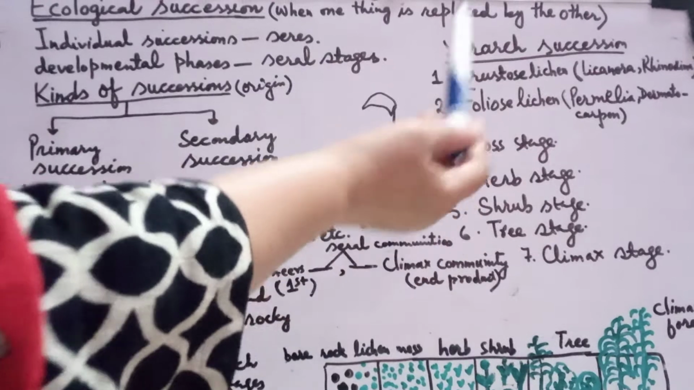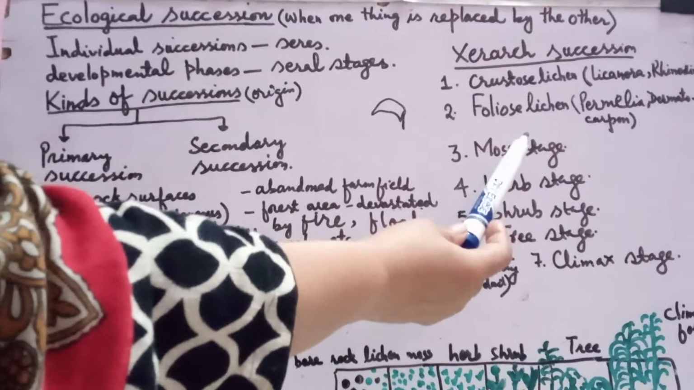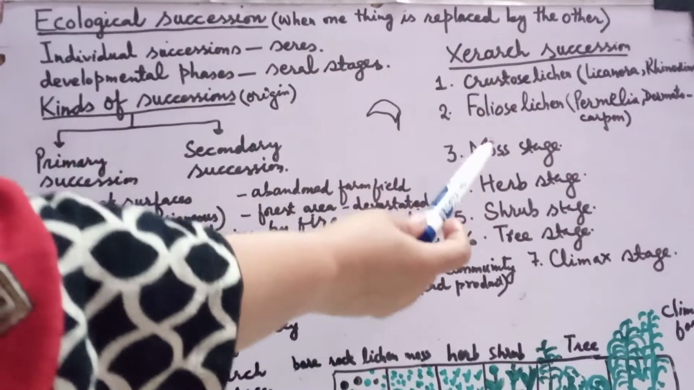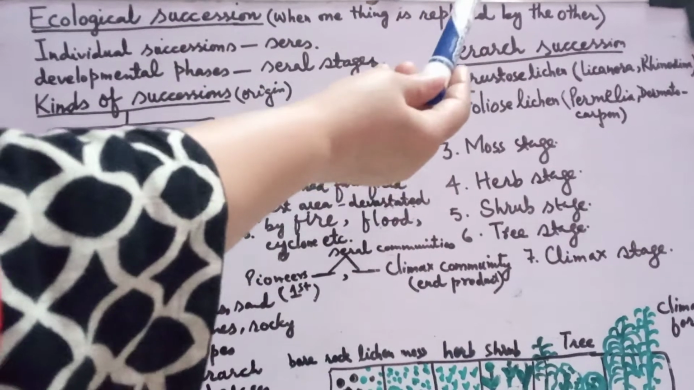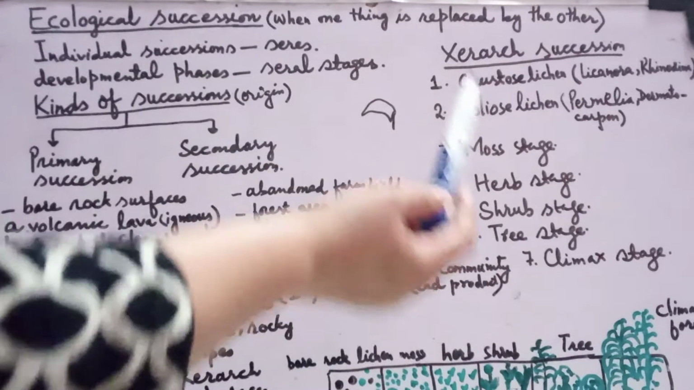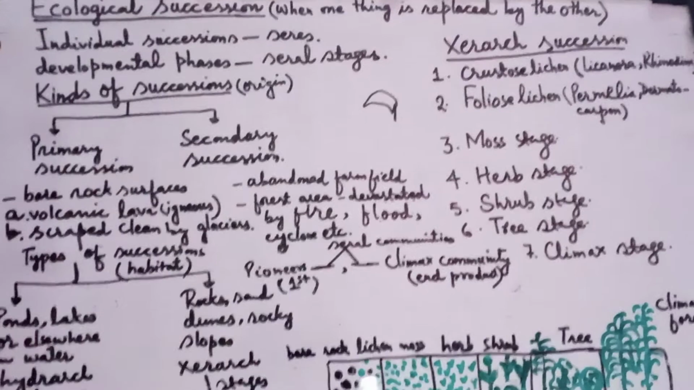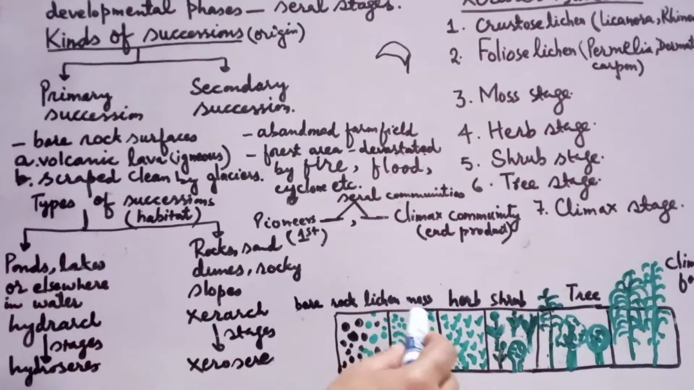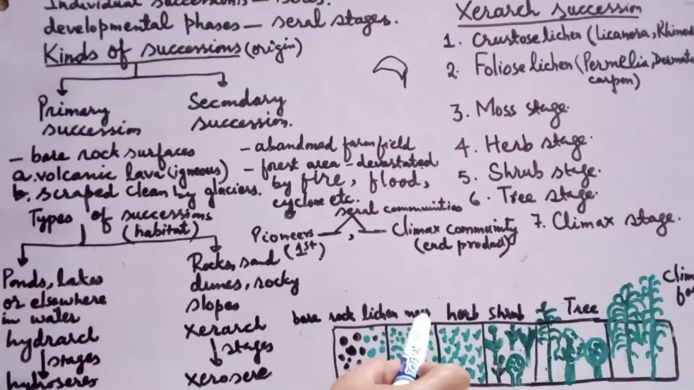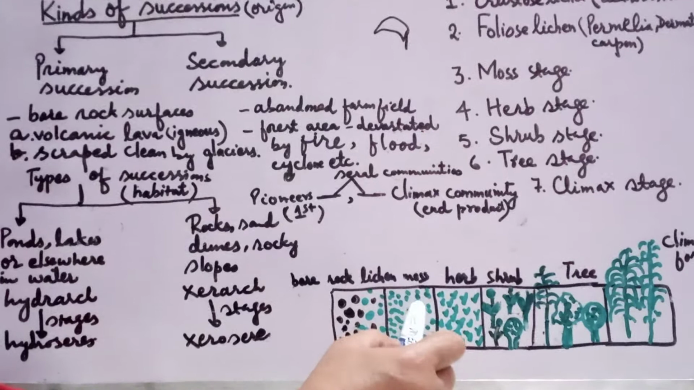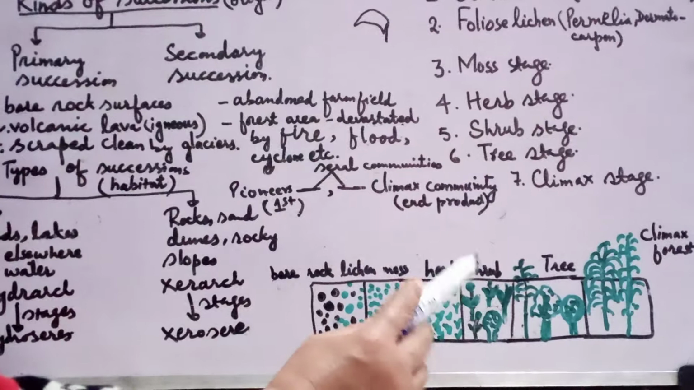Then the third stage is called what? Moss stage. Students, when a sufficient amount of soil has gathered into the crevices of the rocks and depressions, mosses begin to appear. As you can see, this is bare rock, then lichens have developed, and these are mosses. Mosses, like Funaria and other moss plants, are a group of what? Bryophytes.